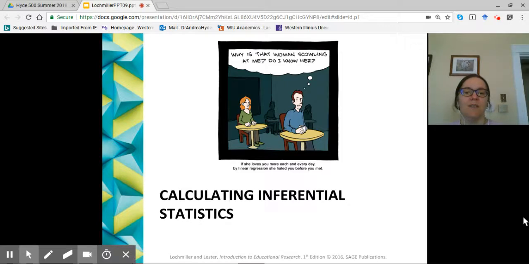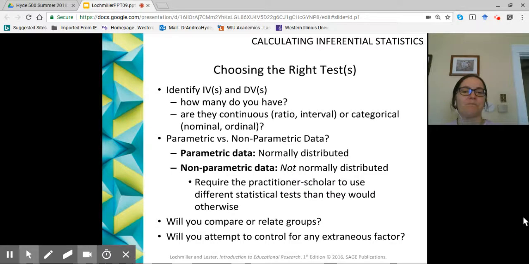So calculating inferential statistics. These have to do with increasing patterns. So I thought this was funny. The cartoon says, if she loves you more each and every day, by linear regression, she hated you before you met, right? So something increases each and every day implies that there was a 0 point and even a point of negativity in the past.